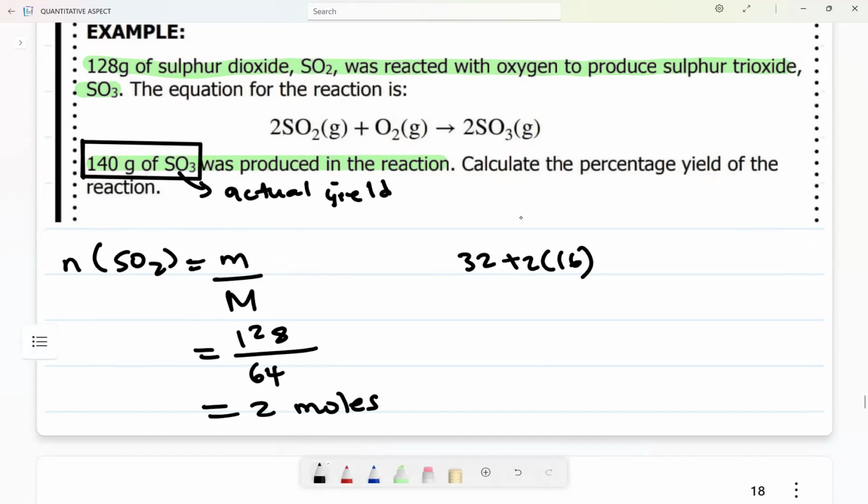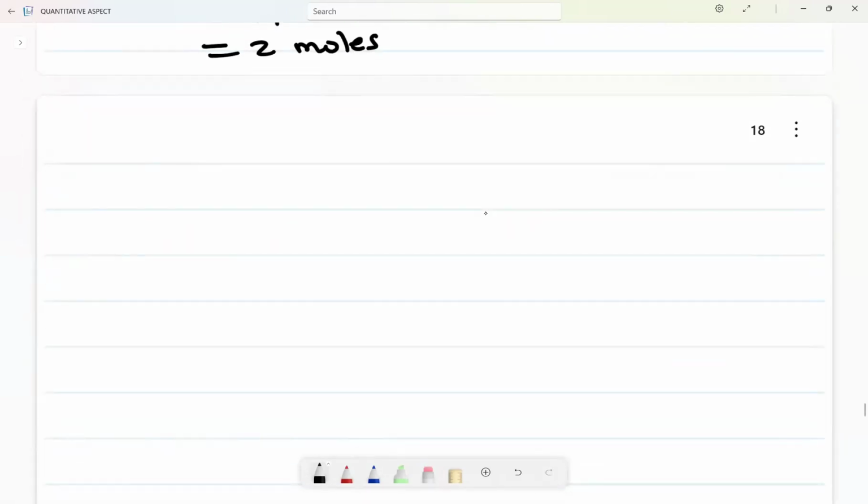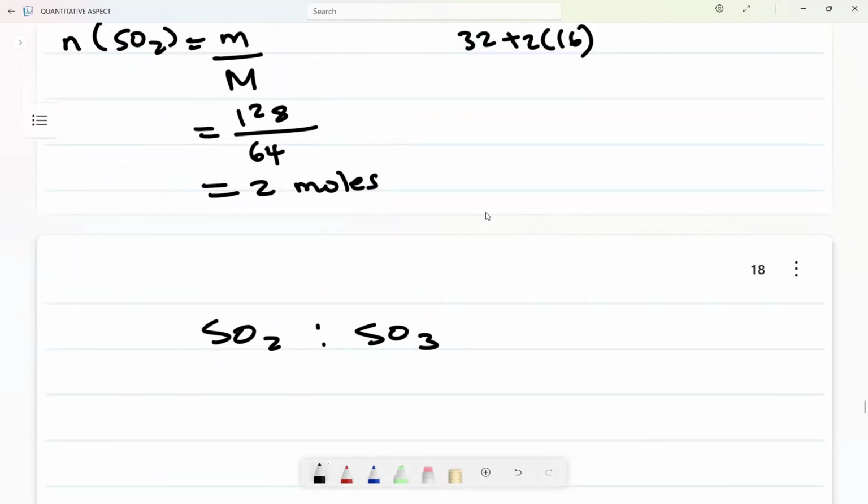Okay. But remember, I need the number of moles of sulfur trioxide. So I'm gonna say, the mole ratio between sulfur dioxide and sulfur trioxide, it is what?